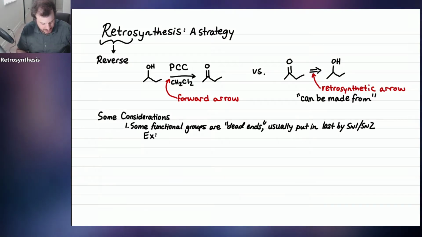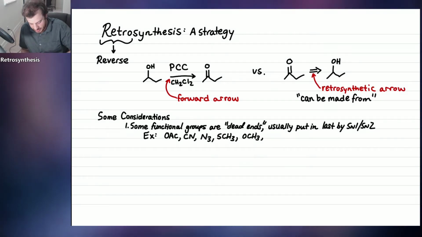So these groups, if you see them in your product molecule that you're trying to make, your target molecule, these are your dead-end groups. OAc doesn't do anything. CN, usually put in with an SN2 reaction, doesn't do anything. N3, we don't know any reactions that do anything to an N3 group. Sulfide, like a sulfur connected to some carbon. Ether, an oxygen connected to some carbon, is pretty much a dead end.